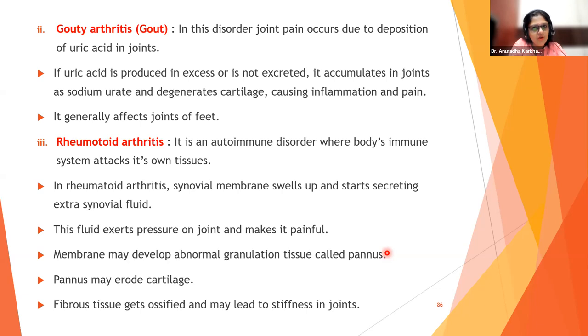Third is rheumatoid arthritis, the one which I was talking about. It is an autoimmune disorder, again, where the body's immune system attacks its own tissues. In rheumatoid arthritis, the synovial membrane swells up. It starts secreting extra synovial fluid. Why will it start secreting more synovial fluid? Can you all tell me? Why will the synovial membrane start making more synovial fluid?